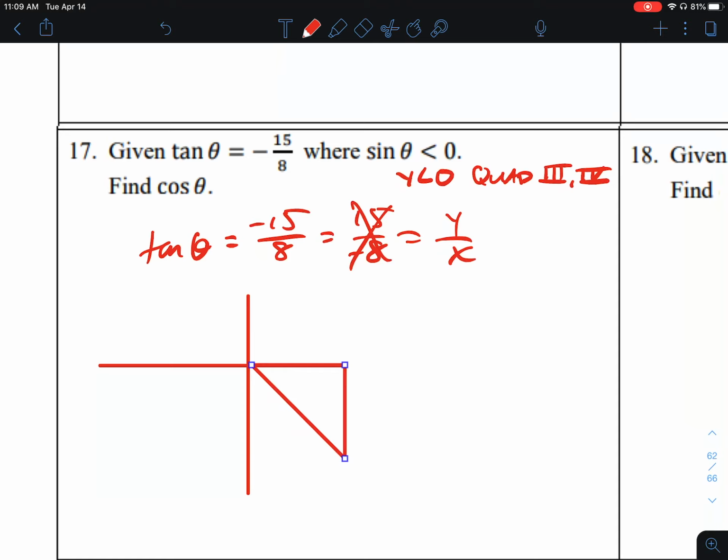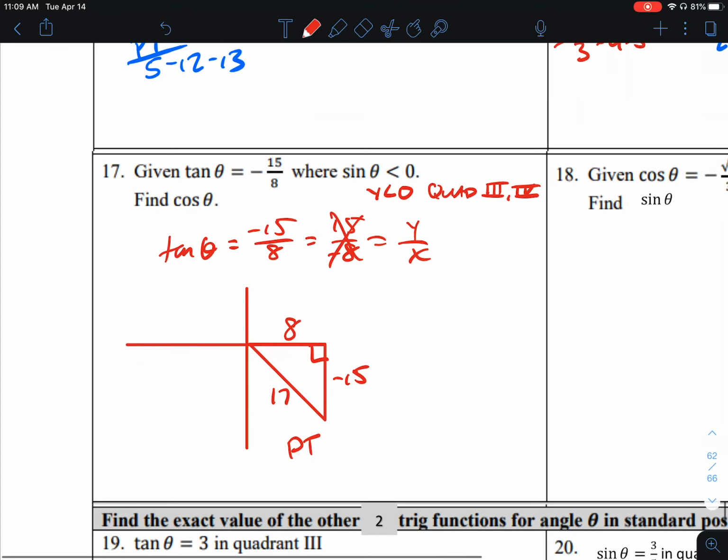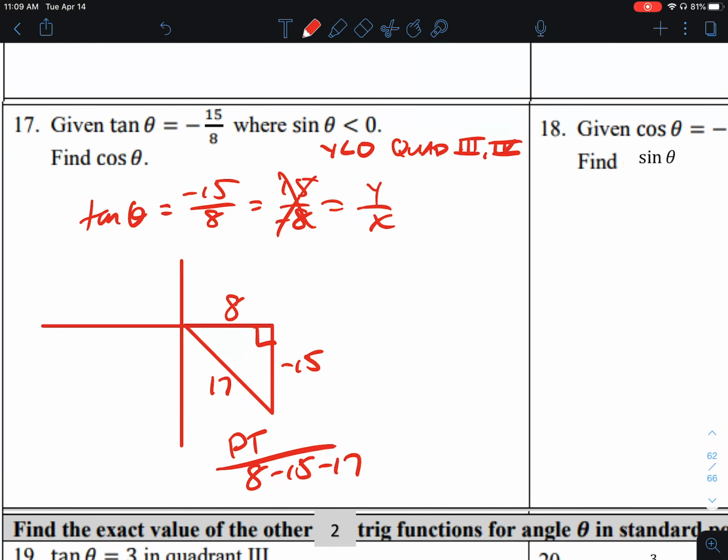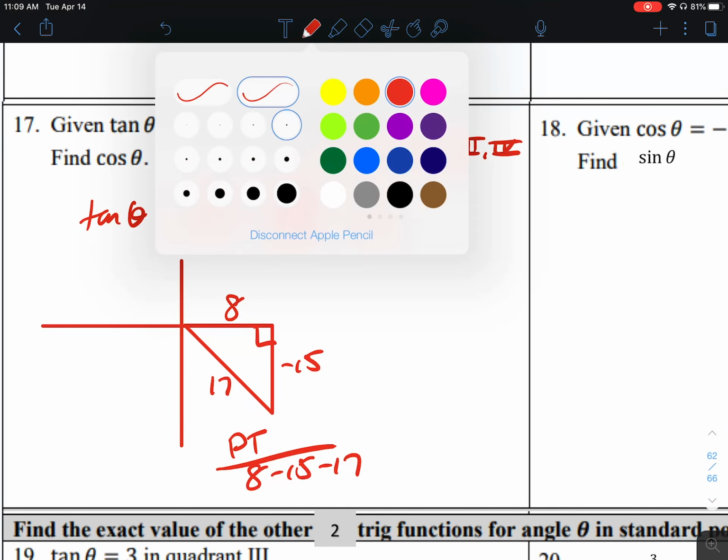So we draw a reference triangle in quadrant 4. X is 8, y is negative 15, r is 17. This is a Pythagorean triple. I intentionally made all these Pythagorean triples, not all of them, but many of them, to reward those of you that have taken the time to learn them. If you didn't know a Pythagorean triple, use the Pythagorean theorem.